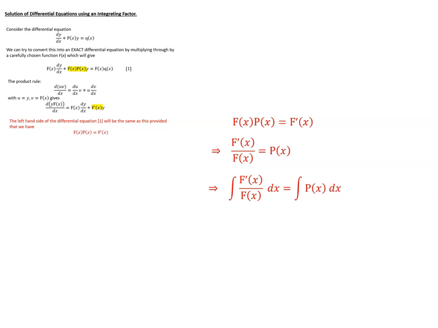Now you'll have met integrals of the form f dash x over f of x several times before in your studies, and we know that the integral of f dash over f is simply the logarithm of f. So we've got the logarithm of f of x must equal the integral of p of x. In other words, f of x, our magic function that we're trying to use, must be e to the integral of p of x.